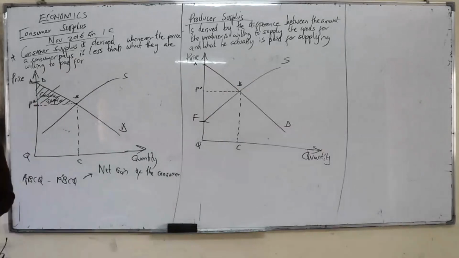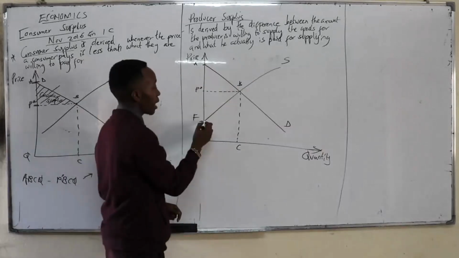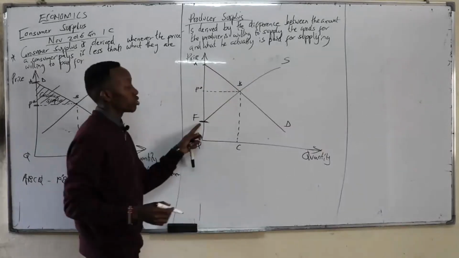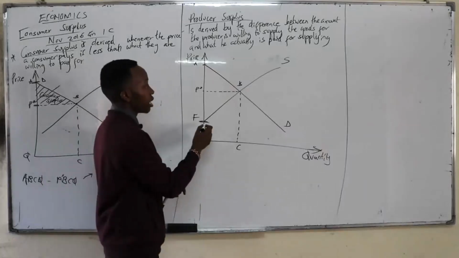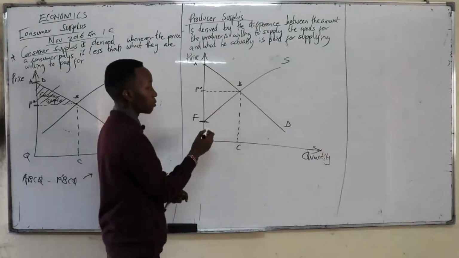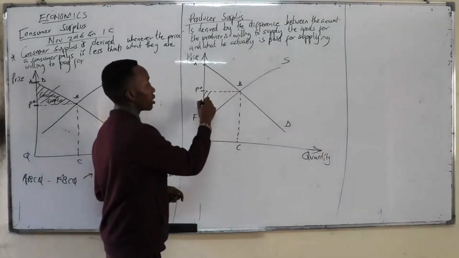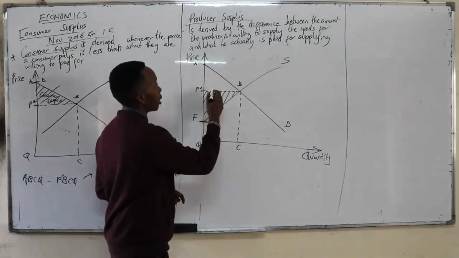So the producer surplus is shown by the difference between the amount the supplier is willing to supply at. So this is the price that you're saying. He's willing to supply at this, but at the equilibrium price, it is much higher than at point F. So this area that you're saying here, this is what we call the producer surplus.